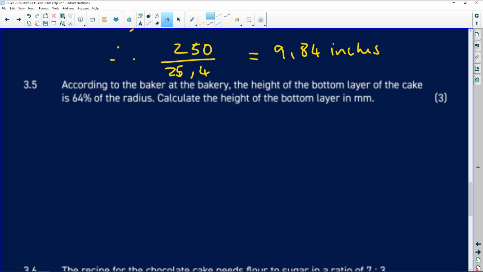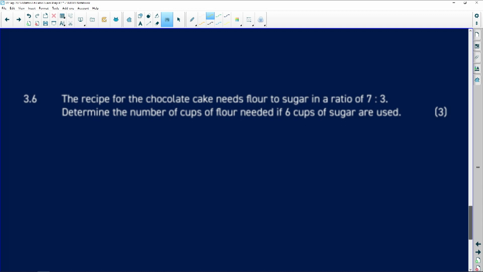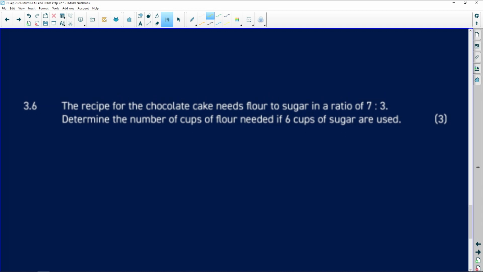Okay, so according to the baker, at the bakery, the height of the bottom layer of the cake is 64% of the radius. Calculate the height of the bottom layer in millimeters. That is not normally an issue. The recipe of the chocolate cake needs flour to sugar in the ratio 7:3. Ratios are an issue. Why? Because people sometimes feel like this 7:3 must be 3:7. No. If I'm given the ratio 7:3, it is exactly as it is given there.